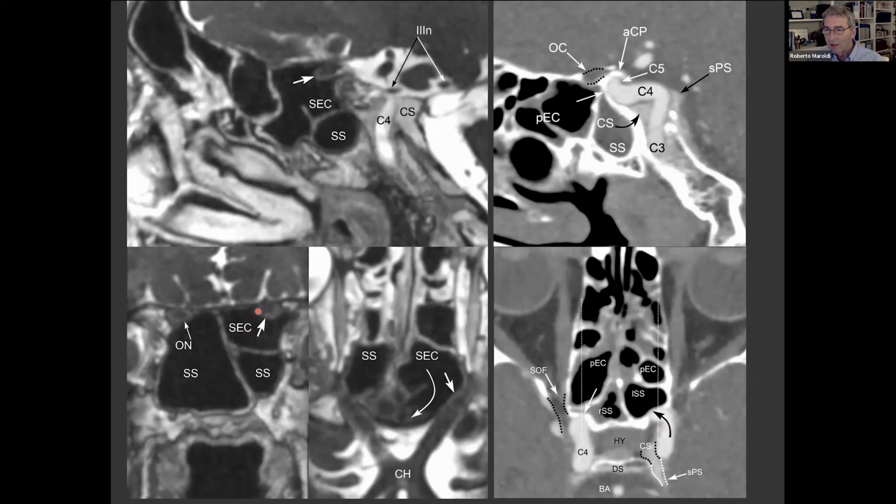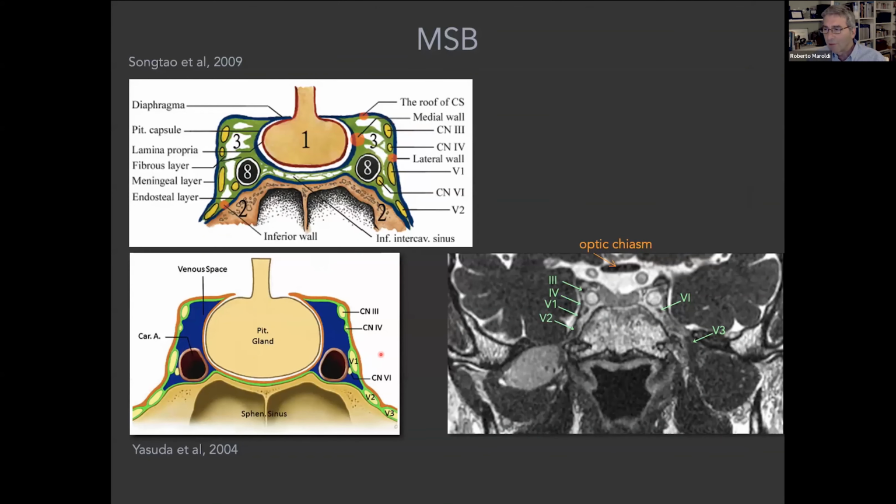As you can see, the bone cannot be demonstrated, but all the other structures can be very well detected, even the third nerve inside the cavernous sinus. The optic nerve and the chiasm are there. If I move a little bit behind with the coronal plane, I can detect the carotid artery.